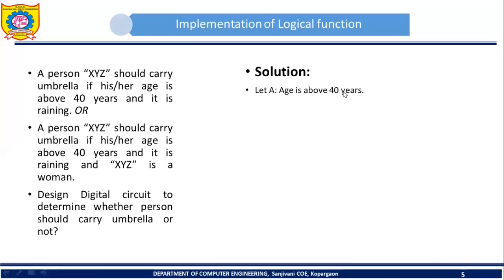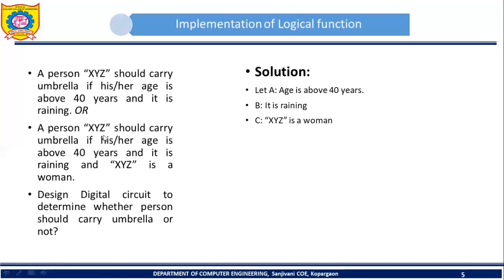Then which is the other logical expression? It is raining. This is also a logical expression. Here two possibilities are there. It may be raining or it may not be raining. So this is our second logical expression, B: it is raining. Then the third logical expression will be: person XYZ is a woman. That is our third logical expression. Again, two possibilities we can have. XYZ will be a woman or XYZ may not be a woman. So here we have identified these expressions.